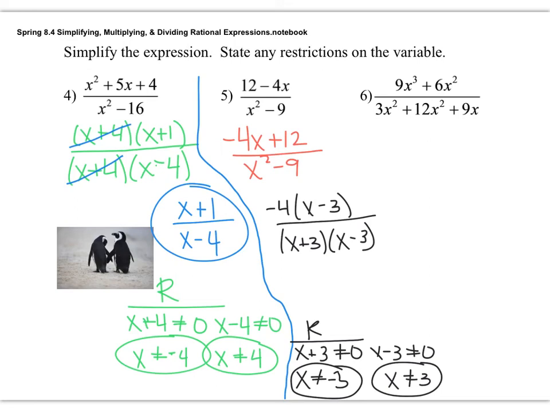All right, and then step 3 is cancel. Canceling always seems to be the last thing we do. So if you're canceling and you're not done yet, you know you did something wrong. All right, so step 3, cancel. Let's see, any top, any bottom, I can cancel the x minus 3's. And I'm left with negative 4 over x plus 3.